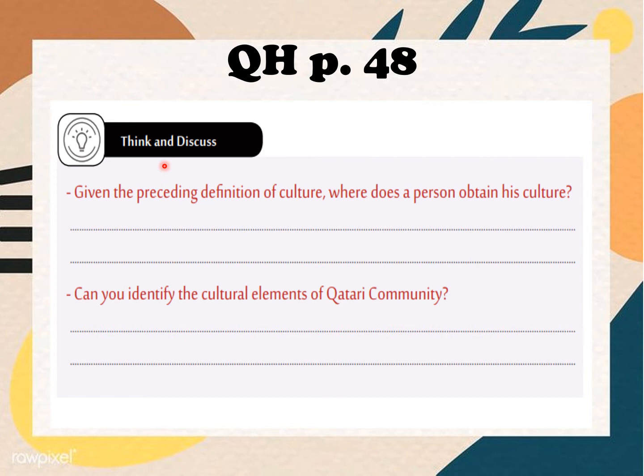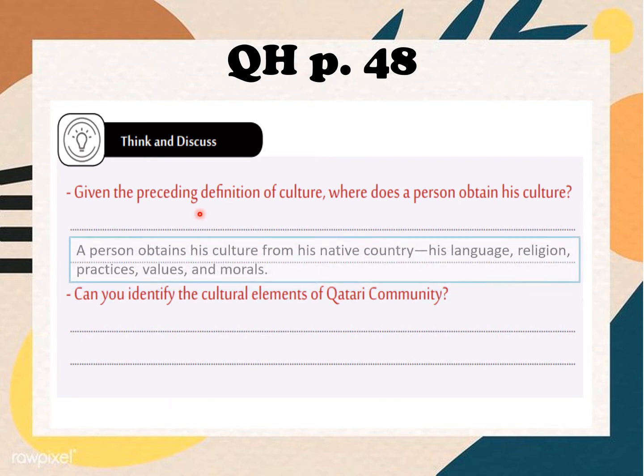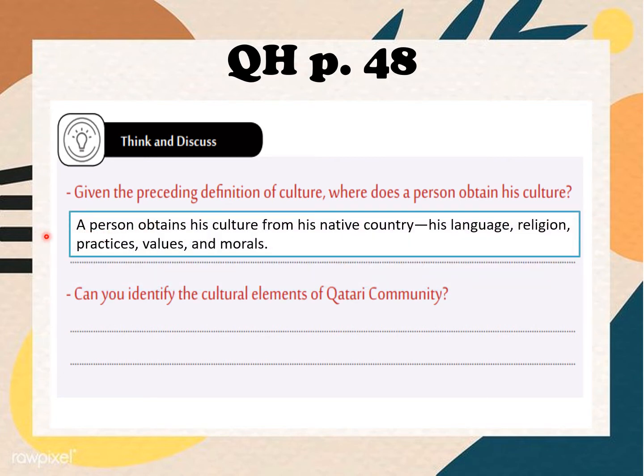Let's go to think and discuss at the bottom of page 48. First, given the preceding definition or meaning of culture, where does a person get or obtain his culture? What do you think is the answer? Okay, so if you think that the answer is a person obtains his culture from his native country, then you are correct. So part of culture would be a person's language, religion, practices, values, and morals.